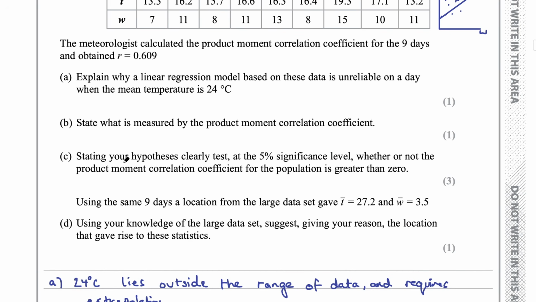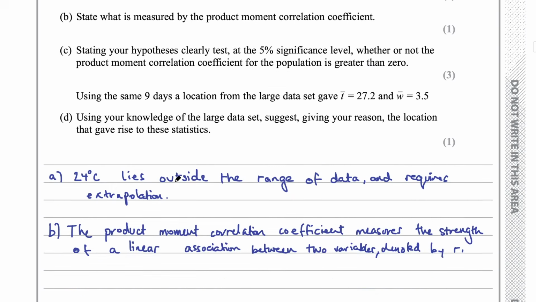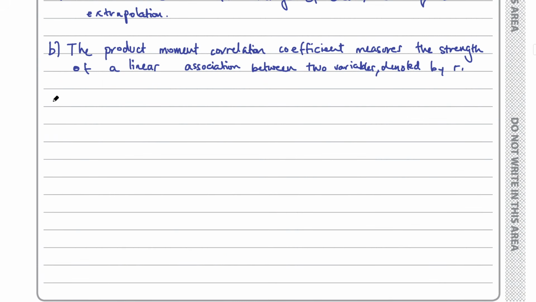Part C asks, stating your hypothesis clearly, test at the 5% significance level whether or not the product moment correlation coefficient for the population is greater than 0. So for part C, we need to set up a hypothesis test. I'm just going to start by writing down R. So that's 0.609. And our hypothesis is that the population correlation coefficient will be 0.